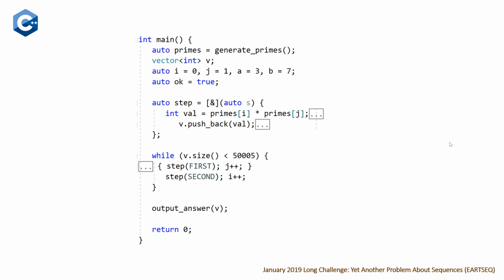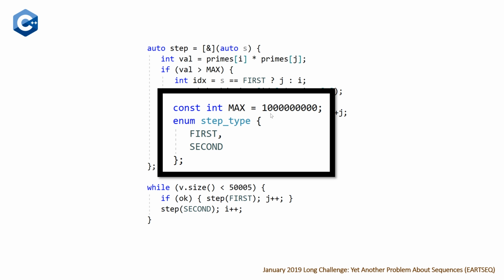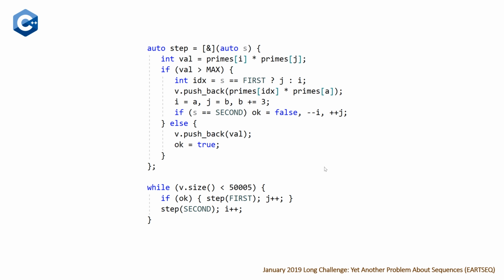And last but not least is going back to our main function, and we had some stuff that was hidden. So let's take a look at our lambda and our while loop in more detail and see what's going on there. If we take a look here, we were hiding this if condition, which is basically saying if we run into the case where our value is now greater than our maximum. Our maximum here is equal to 1 billion, and note that we also have the step types first and second that get used down in the while loop.